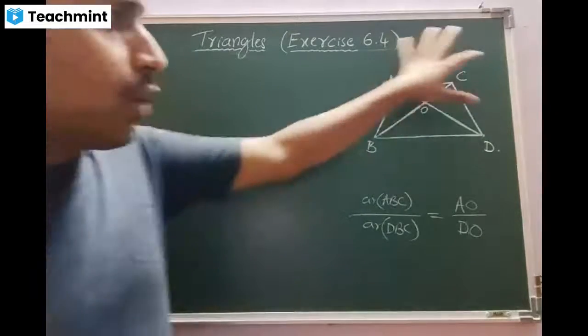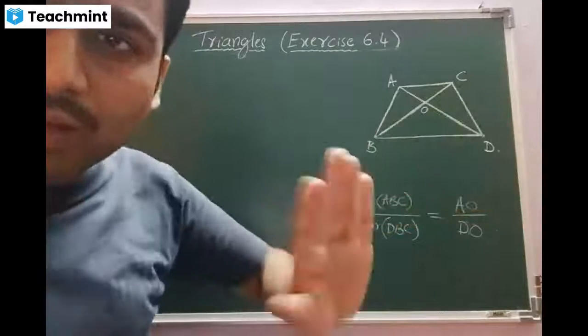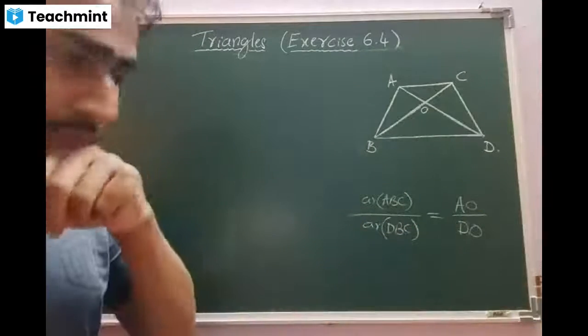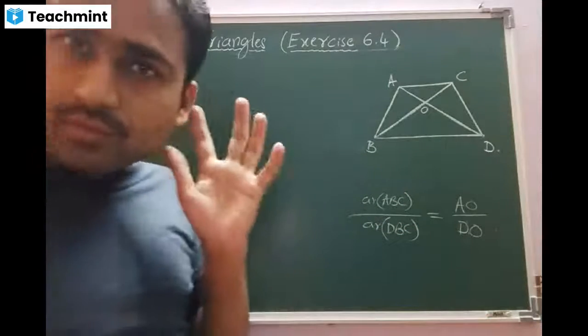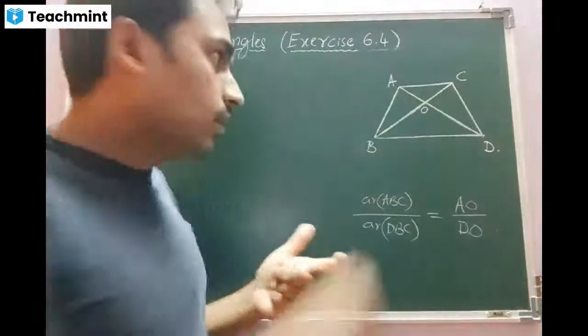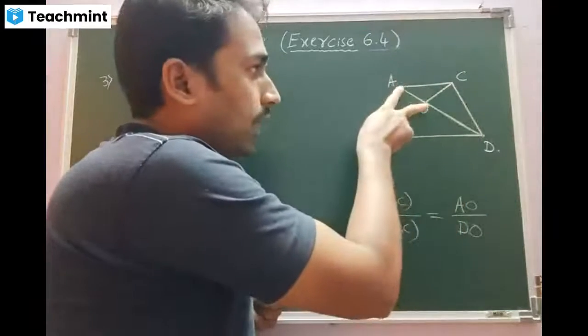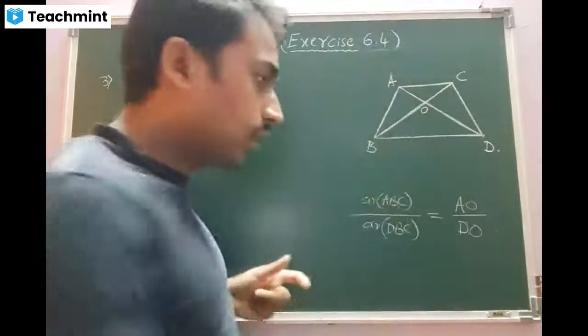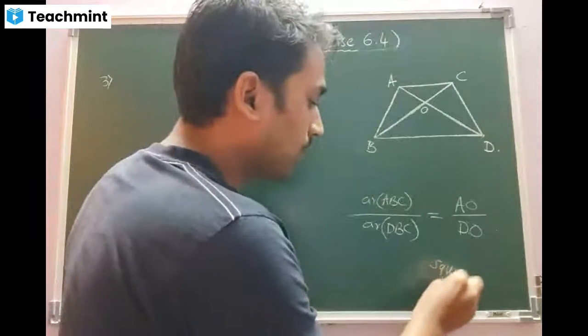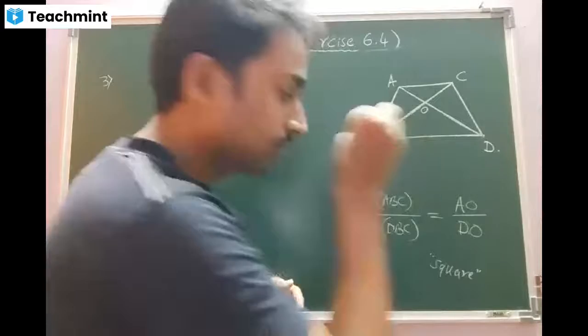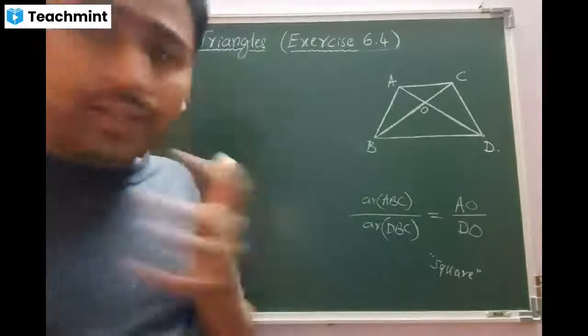You can see doubt in the question, beta. What they have given. Understood the question properly? Yes, sir. Our work, area of this divided by area of this is equal to AO divided by DO. There is no square involved in the question. Okay, beta? Yes, sir. Now how it can be done?